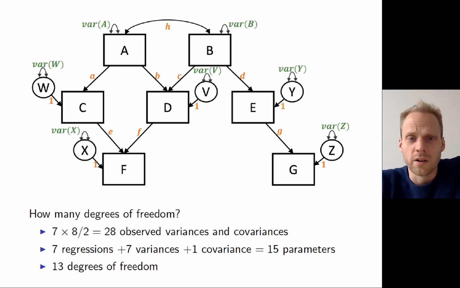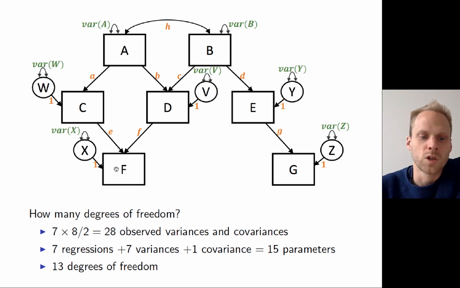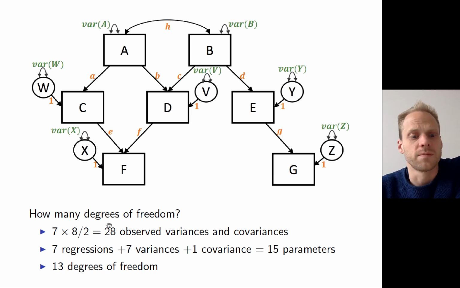So here's a bigger example of a path model, which has 1, 2, 3, 4, 5, 6, 7 variables. So that means you have 28 observed variances and covariances. In SEM2 we can ignore the mean structure again for the most part, because it's not that relevant. You can add the amount of means here, but you can also add the amount of intercepts here. That always cancels out. So I'll just talk about variances and covariances. So we have 28 observed variances and covariances.